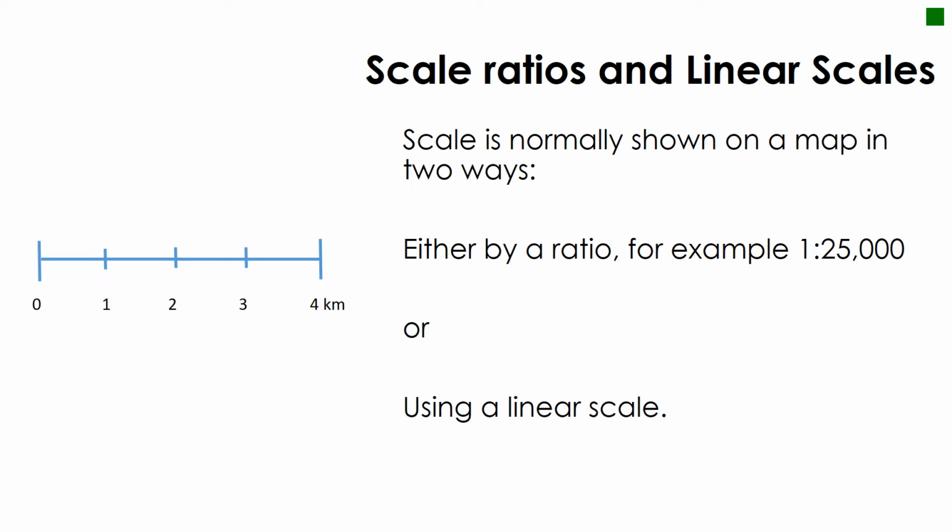The other method of showing scale is by use of a linear scale, a straight line with distances alongside it. This allows the reader to make measurements of straight line distances on the map. For example, with a scale bar that measured 1 centimetre for a kilometre, the map user would know that 1 centimetre measured across the map would be 1 kilometre in the real world. 5 centimetres would be 5 kilometres, and so on and so forth.